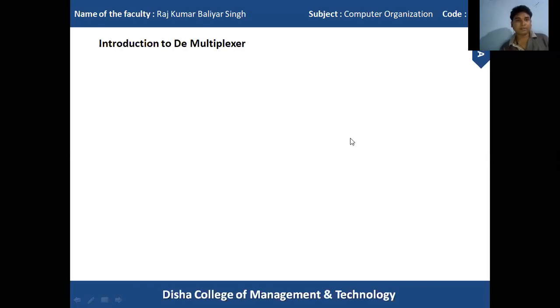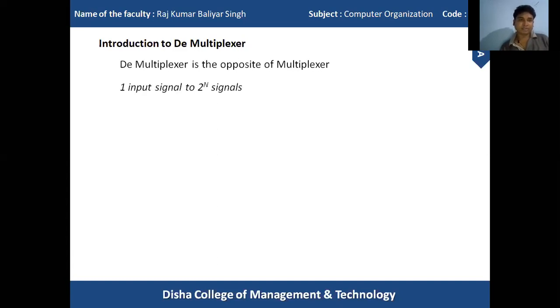Okay, let's see the demultiplexer. So the demultiplexer is the opposite of the multiplexer. It means that in the multiplexer we saw that we have n input lines, and they are converted to a single output line. But in the case of the demultiplexer, we have a single input line and it is converted into n multiple lines. So the demultiplexer receives only one input signal, and it is converted to n output signals. One input signal to n signals.